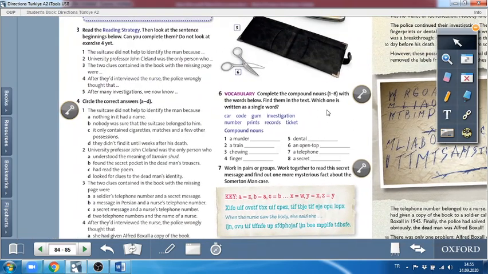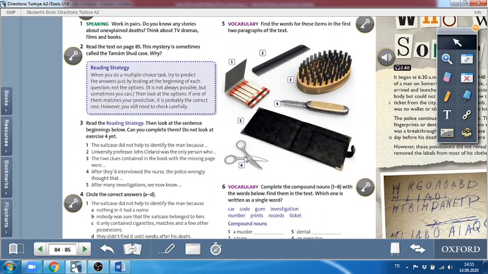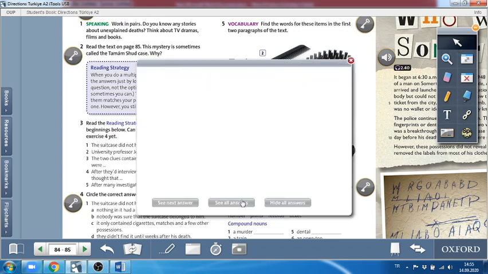Yes. And this mystery is sometimes called the Tamam Shud. Tamam is similar in Turkish. It's a Persian word. Tamam. Okay. Tamam Shud. Why? Why is this mystery called Tamam Shud? The words Tamam Shud were on a small piece of paper in a secret pocket inside the dead man's trousers. Yeah, that's why.